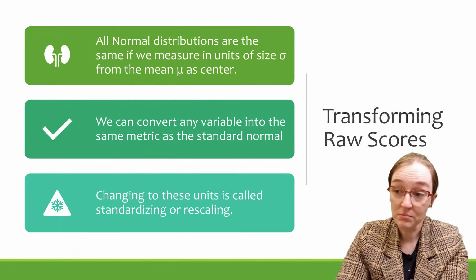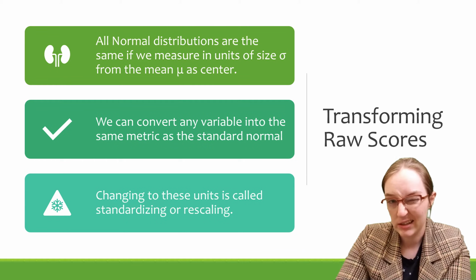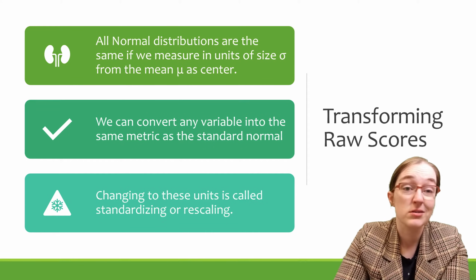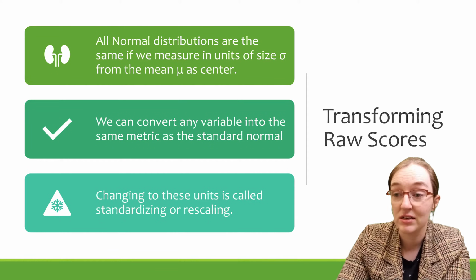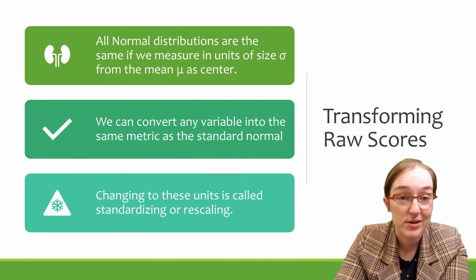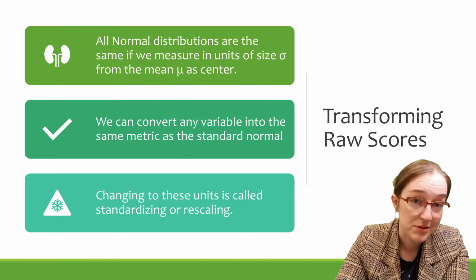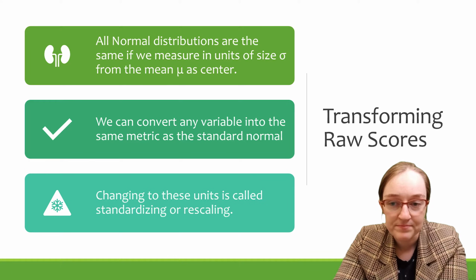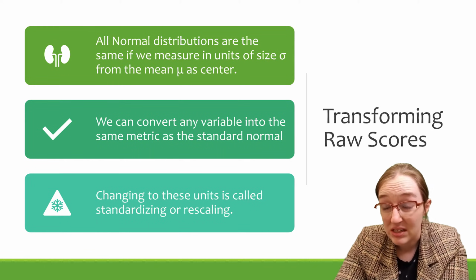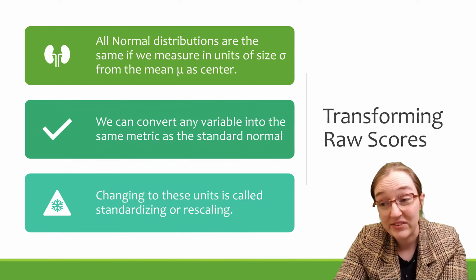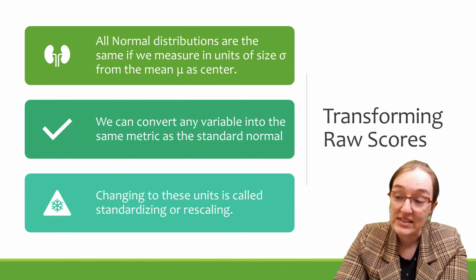Okay, there we go. So, as you've likely forgotten or haven't, which is awesome, all normal distributions are the same when we convert them into a standard score. So, if we measure everything in units of standard deviation and center around the mean, we get a standard score. So why do we do it? Well, simply because it allows us to put everything in the same metric. So we can convert any variable into that same metric along the standard normal.